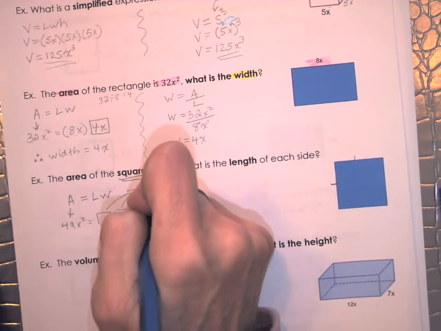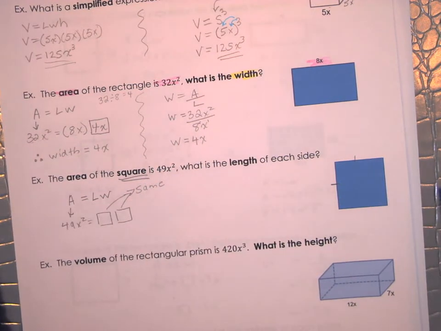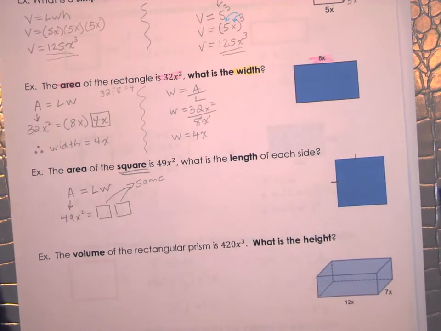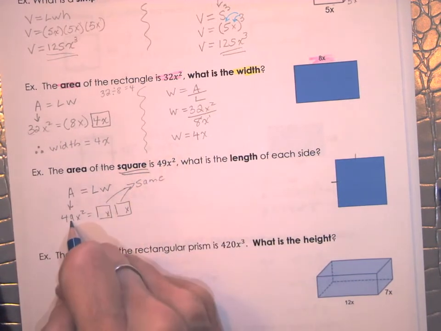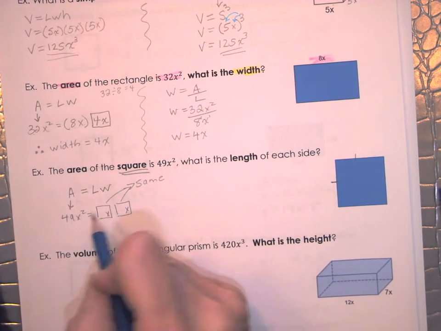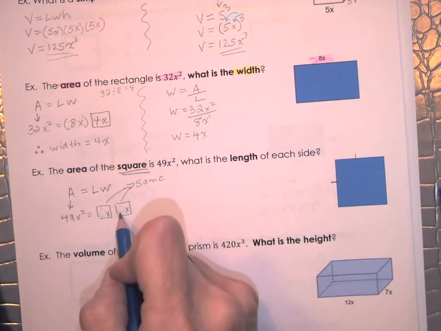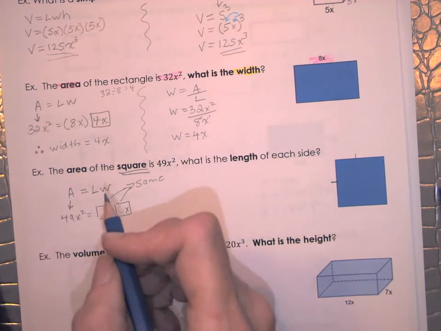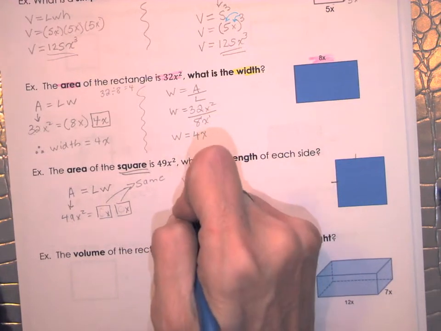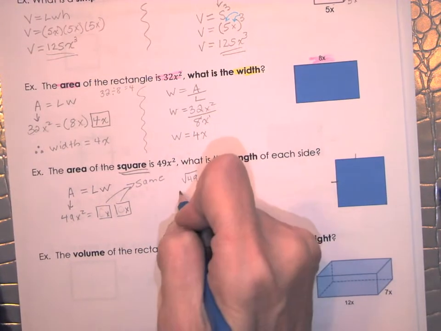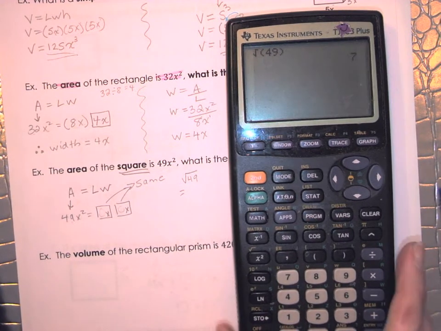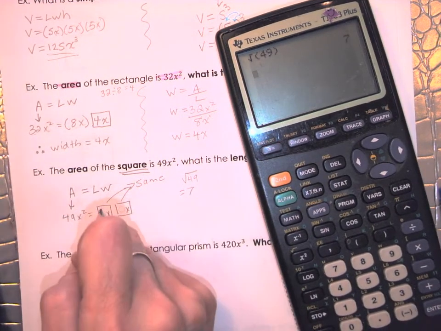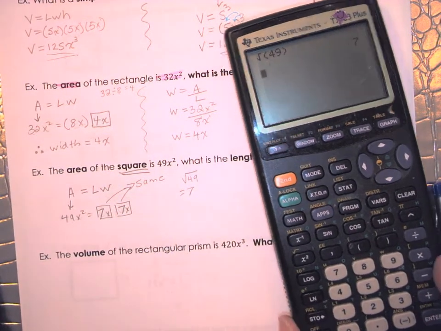They have to be the same because it's a square. Okay? So I know they both are going to end in x, but in order to figure out what number is going in front of each x, because it has to be the same number, I want to think of square root. So the square root of 49, remember that button on your calculator. The square root of 49 is 7, and that means 7 times 7 is 49.